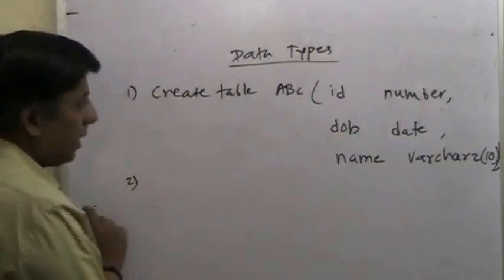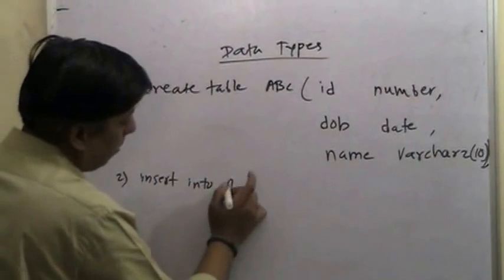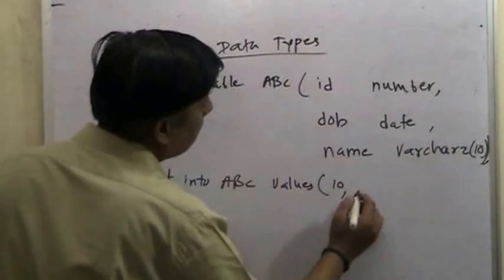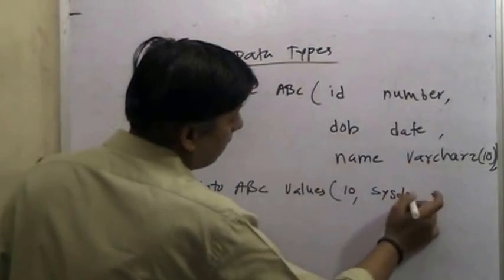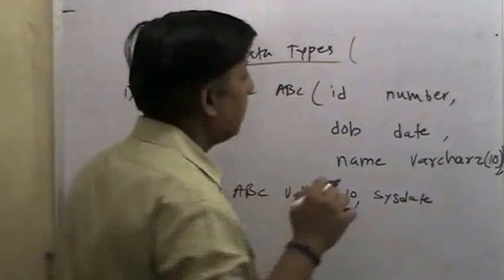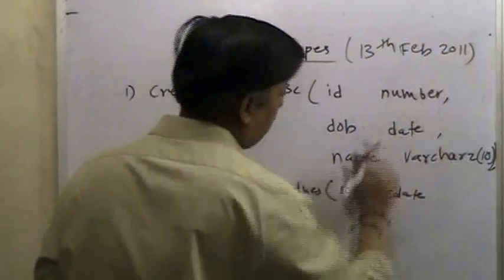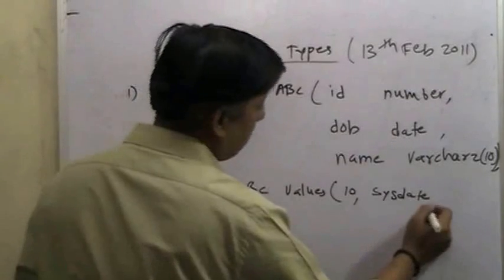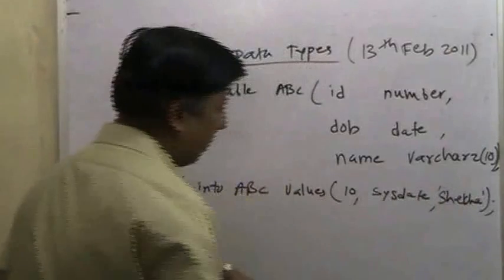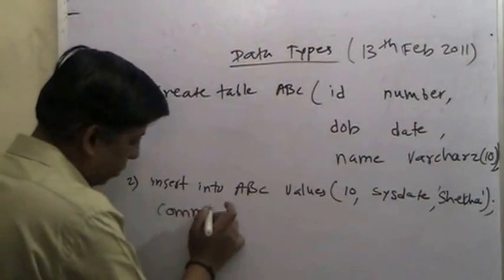Now after this I am going to insert into the table. Insert into ABC values, ID is 10, date of birth is, let us say, sysdate, today's date. Let us say today is, what is today's date? 13th of Feb 2011. Okay, so sysdate is inserted, and then name is, let us say, Shekhar; So this also goes in. I also commit that just to make sure that it is correct.